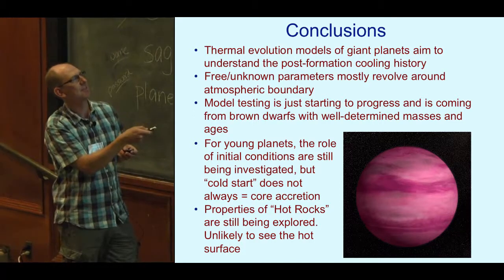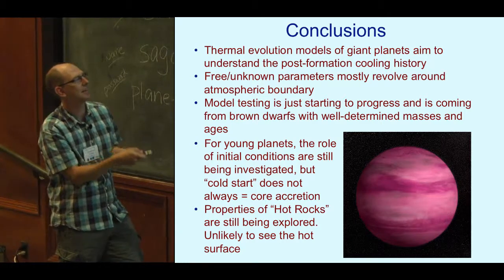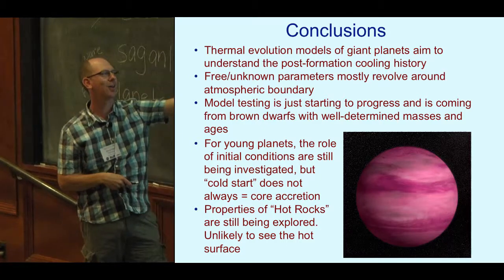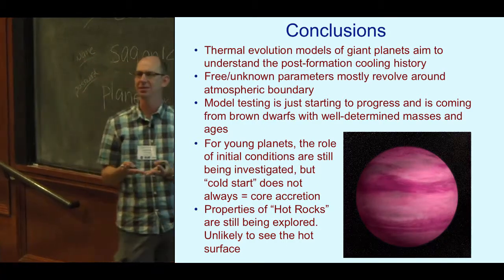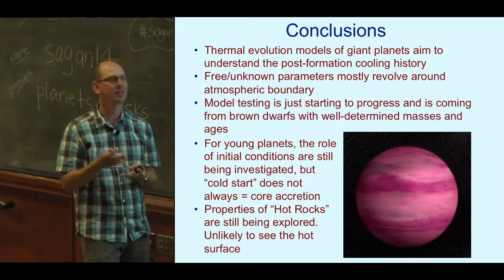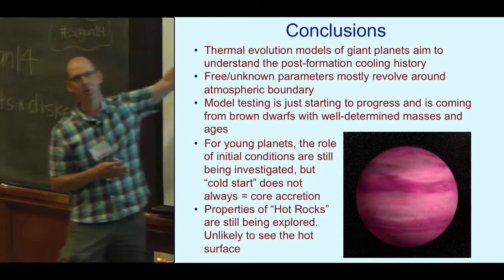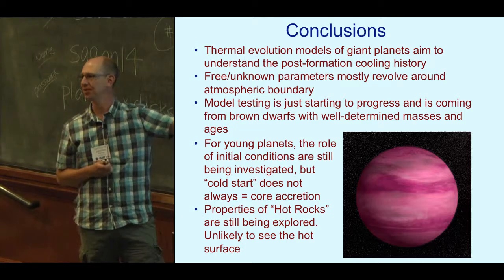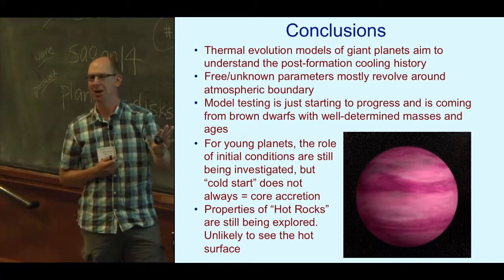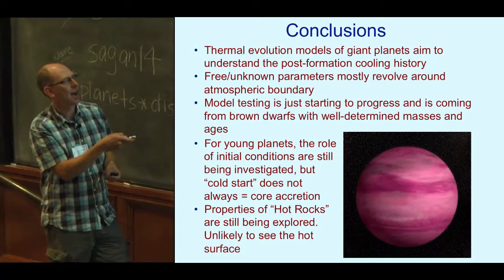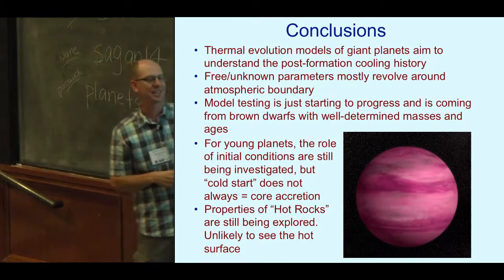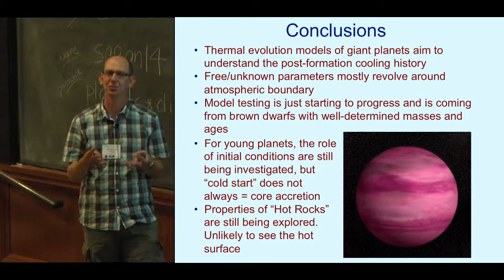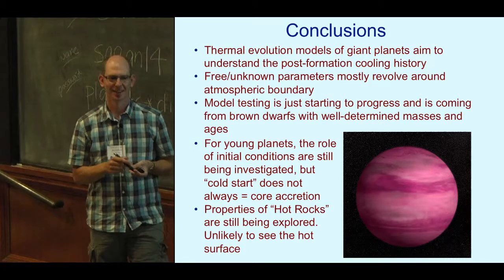For young planets, especially, the role of initial conditions is still being investigated, but cold start does not necessarily equal core accretion. We probably will find out someday that you can have a variety of cold, warm, and hot starts from core accretion. It's a little bit too simple to equate a cold start with a prediction of core accretion. That's one particular flavor of one-dimensional core accretion with one particular atmospheric boundary condition. The properties of hot rocks are still being explored, but we are unlikely to see the hot surface just because of the energetics of accretion. You're going to liberate a very thick atmosphere, and that's going to block you from seeing the hot surface down below. That's it. Thank you very much.